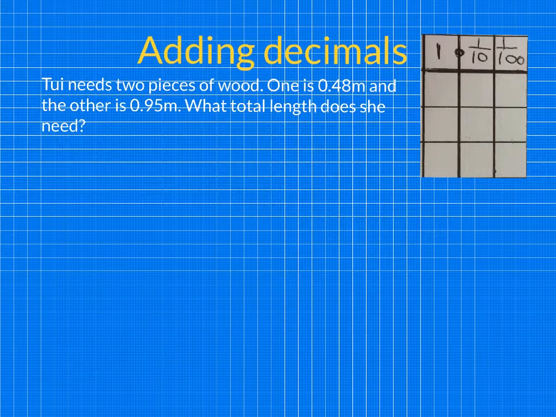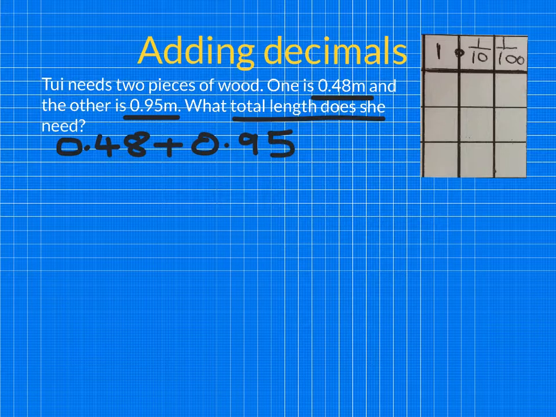Adding decimals. Tui needs 2 pieces of wood. One is 0.48 metres and the other is 0.95 metres. What total length does she need? We need to add together the two lengths, 0.48 metres and 0.95 metres.